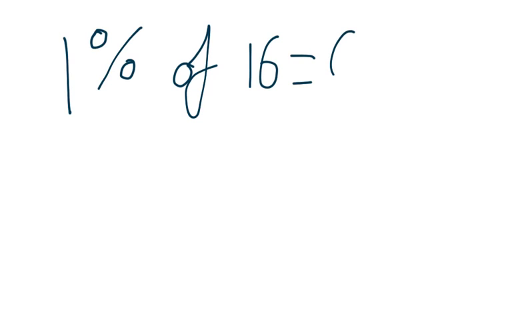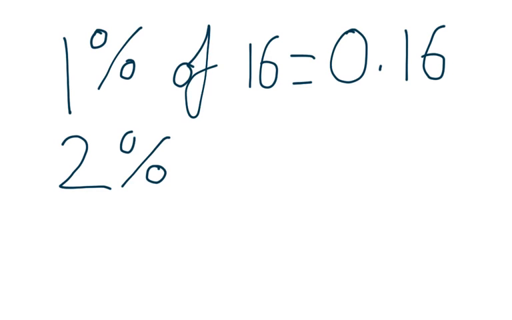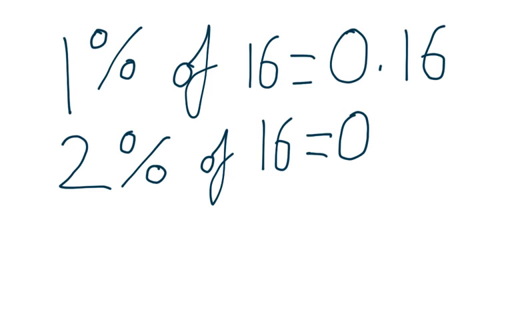If I know that 1% of 16 was equal to 0.16, could I work out 2% of 16? I would just need to double 1%, which again, I know double 16 is 32, so I'm going to double my decimal, 0.32. I could work out 3% by starting with 0.32 and adding another 0.16 to it. So 3 lots of 0.16. I could do 4 lots of 0.16. I could do 5 lots of 0.16.